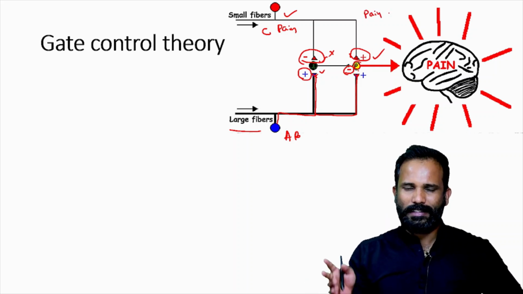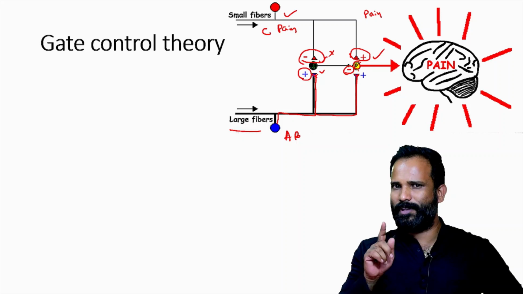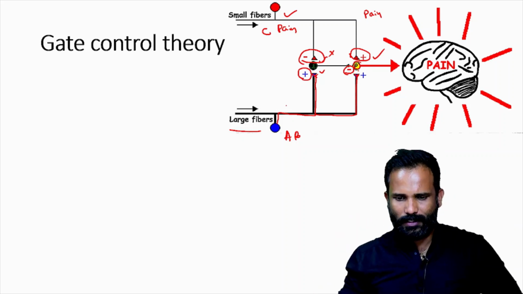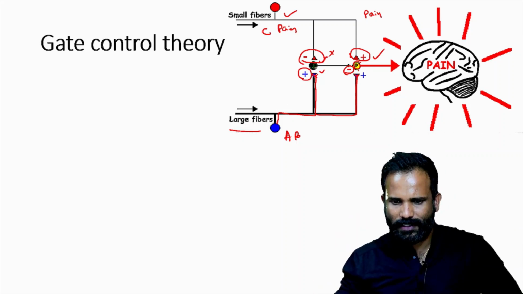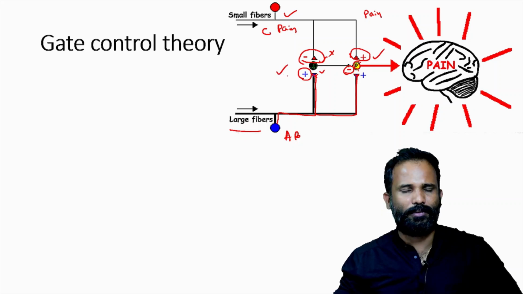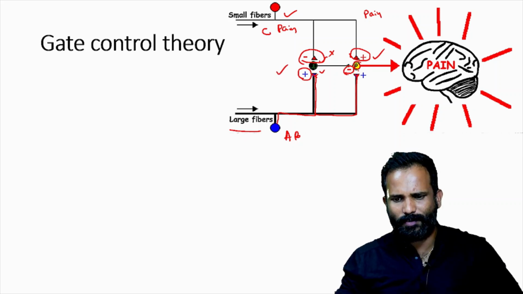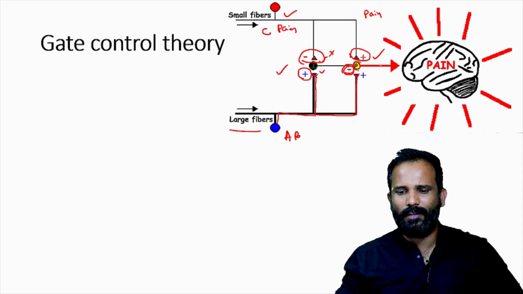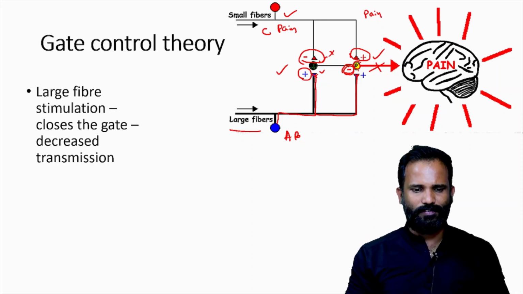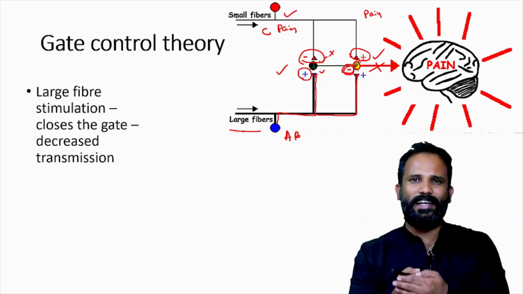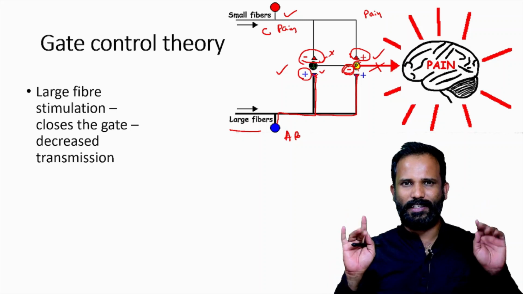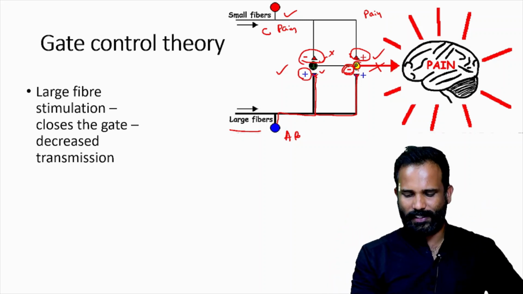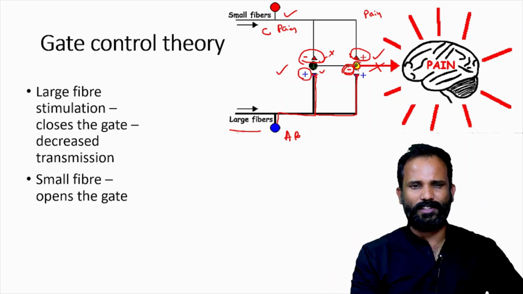Okay, now simultaneously I am stimulating the somatic neuron. Now what is this somatic neuron doing? It is stimulating the inhibitory neuron. If it is stimulating the inhibitory neuron, it means the projection neuron is inhibited. So pain is not transmitted. So stimulation of large fibers closes the gate that reduces the transmission. So this is gate control theory, and we routinely use this application.